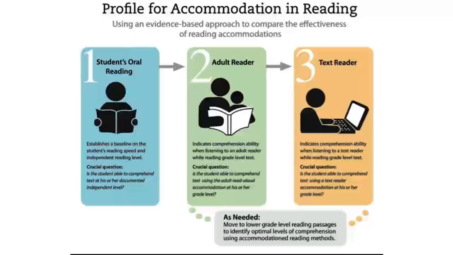The first condition is the student's independent skill. The second is simulating an adult reader, which is the most common read aloud. And the third is a text reader or computer reader for that reading accommodation.